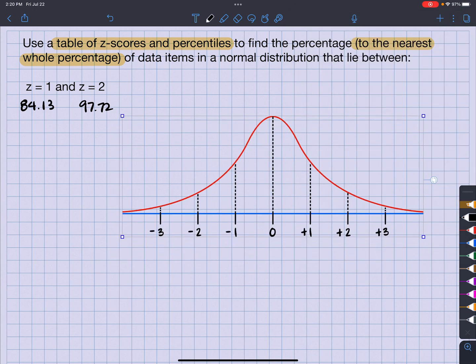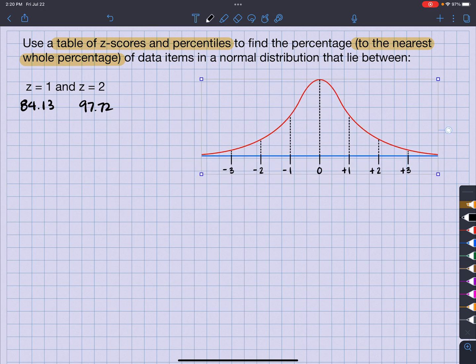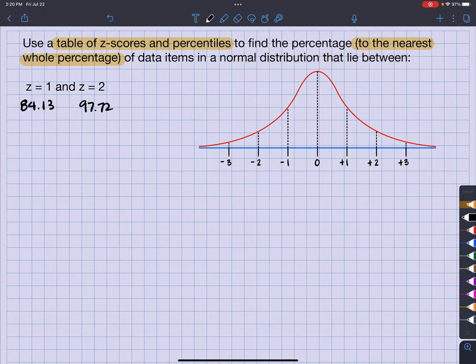All right, so here is what I have. If you think about it, I have z equal to 2, so I have this right here, and they're claiming it to be 97.72, which makes sense because it's taking the majority of this curve. Now the 84.13 is one standard deviation, so that is going to look something like this, to one standard deviation.